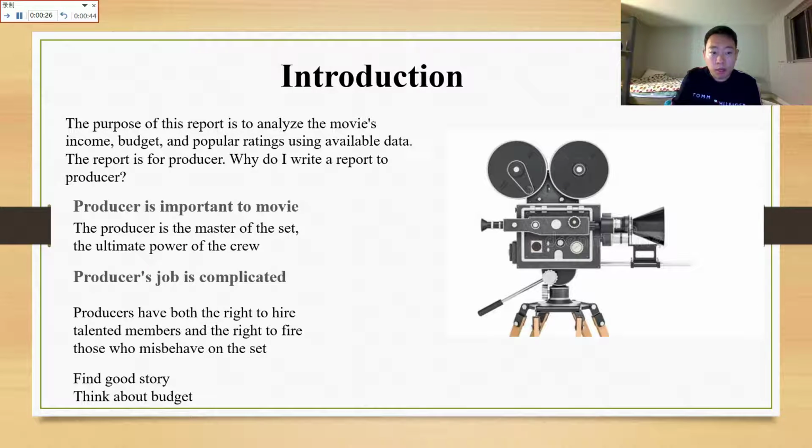Apart from that, producer's job is always complicated. They have the right to hire talented members and the ability to fire people who misbehave on the set, and they always have to find a good story for the movie, and they also have to think about the budget.